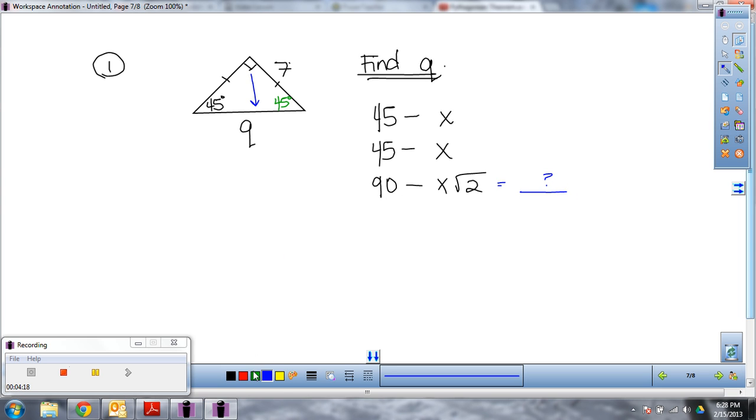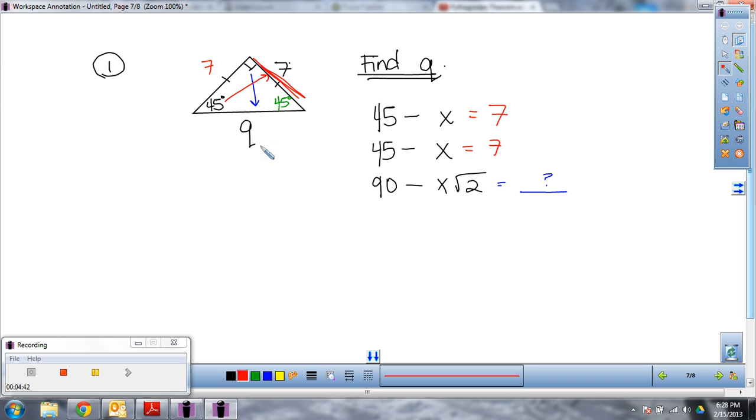What information do we know? Well, we know that across from the 45-degree angle, we have this side measure, which is 7. So our x is equal to 7, which means that this x is also equal to 7. So across from this 45 is going to be the measure of 7. And we know that because this is an isosceles triangle, so the two sides have to be the same.